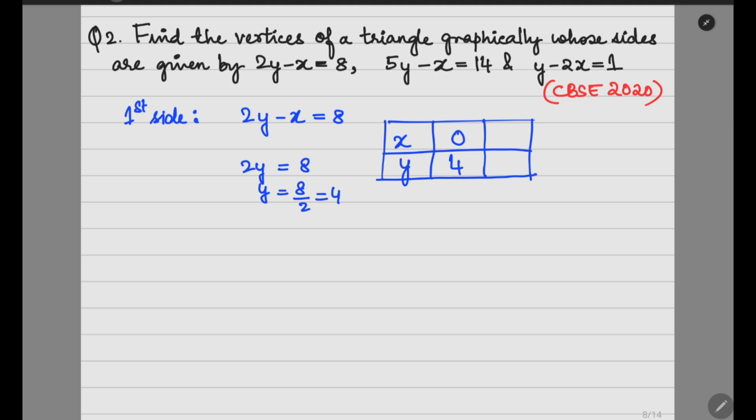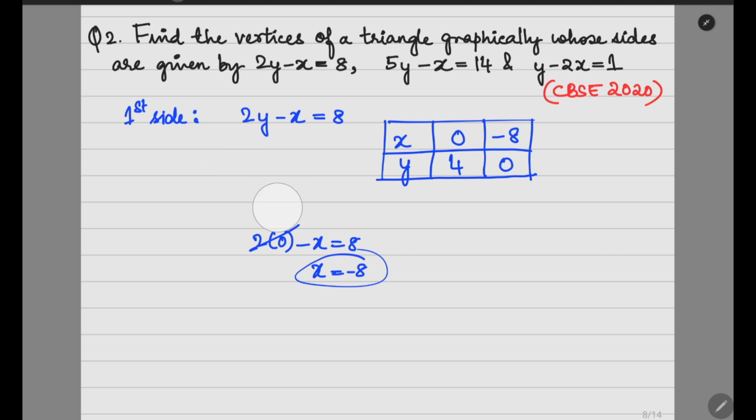Next, suppose y is 0. So what will we have? 2 into 0 minus x equal to 8. This is 0. x is equal to minus 8. Isn't it? So minus 8. These are the points for the first equation, for the first side. Let's take the second side.